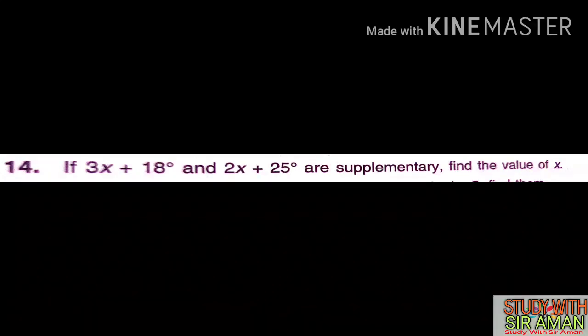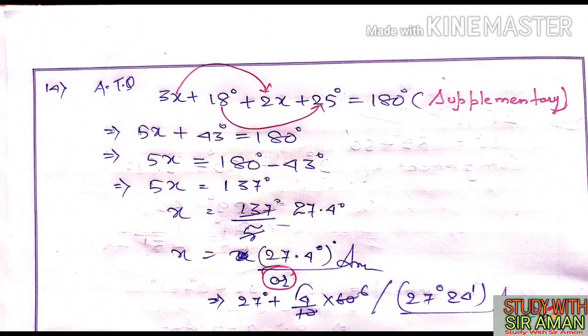See, in this question two angles are given and we have to find the value of x. Okay, and the question condition is that they are supplementary. Supplementary means 180 degree. The question is very simple. Both angles we will add and we will write 180 degree, and therefore we will do the calculation and we will find the value of x. Let us see. Check the solution.